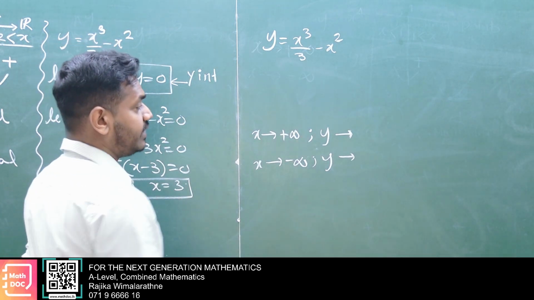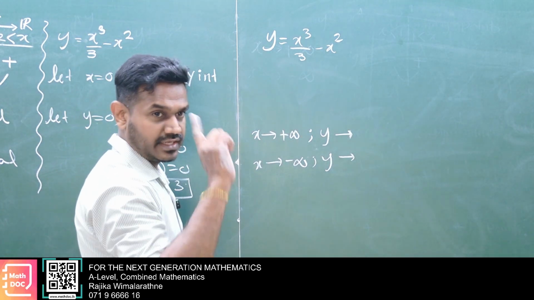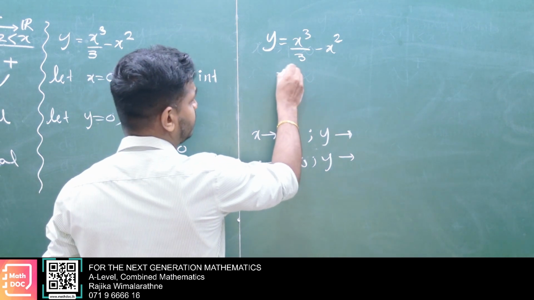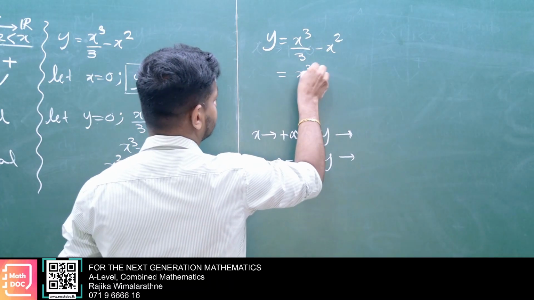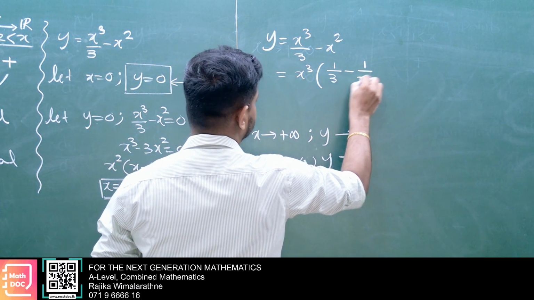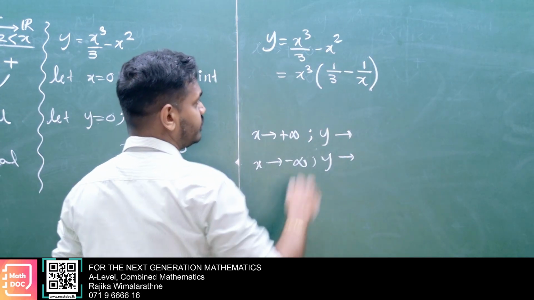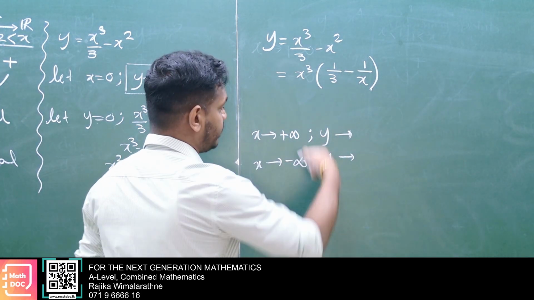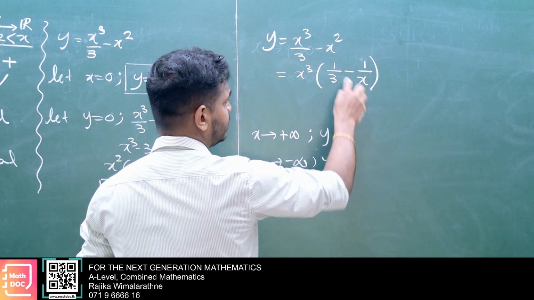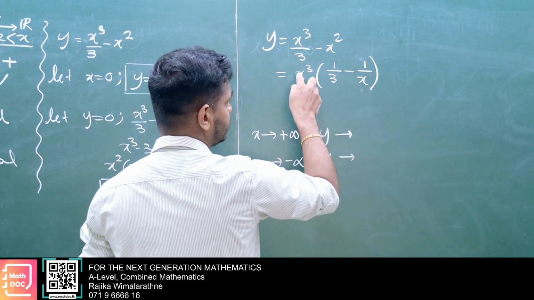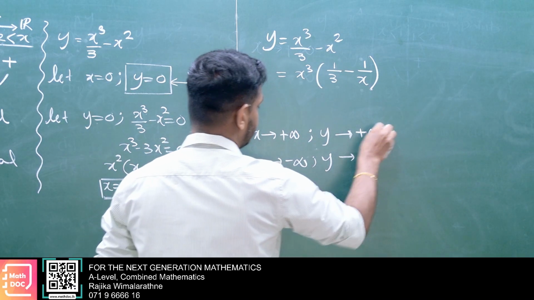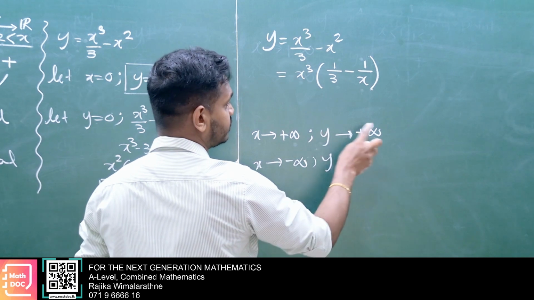When we evaluate an infinite limit, as I told you, we have to take the maximum power term outside. So you take the maximum power term outside, that is x cube. Then 1/3 minus, here this gives 1 over x. Now you just substitute. When you put x equal to plus infinity, 1 over infinity is 0, 1/3 times plus infinity cube. Then the answer is plus infinity. Therefore, as x goes to plus infinity, y goes to plus infinity.